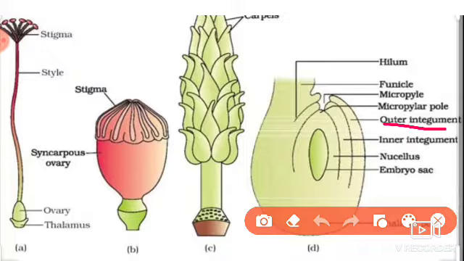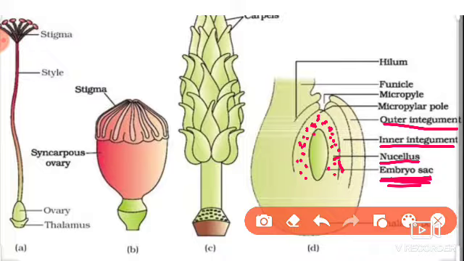There is an outer integument and an inner integument. Two integuments are present, and they cover the nucellus. Here there is a nucellus. This nucellus is a mass of cells. There is a huge number of cells located here, and this mass of cells we call the nucellus. And inside the nucellus there is the presence of the embryo sac.